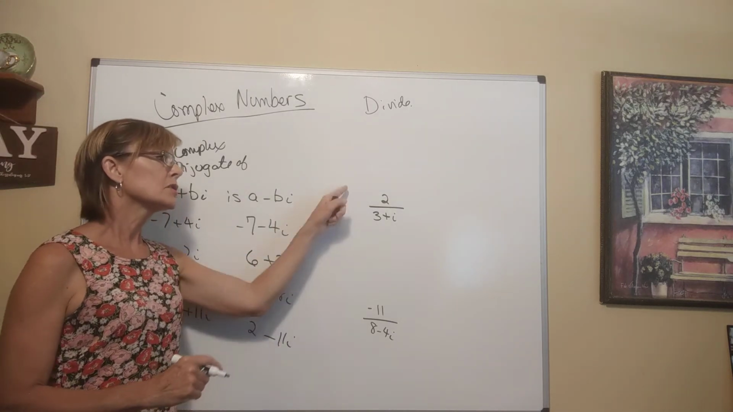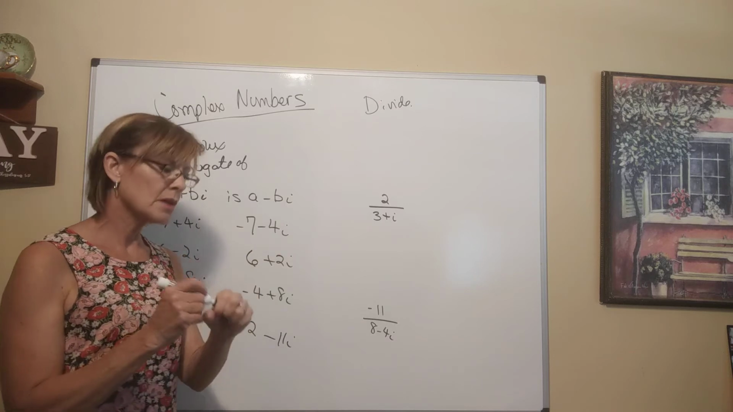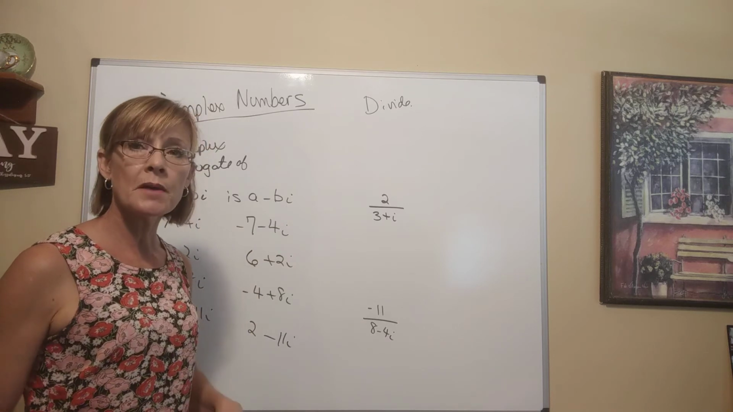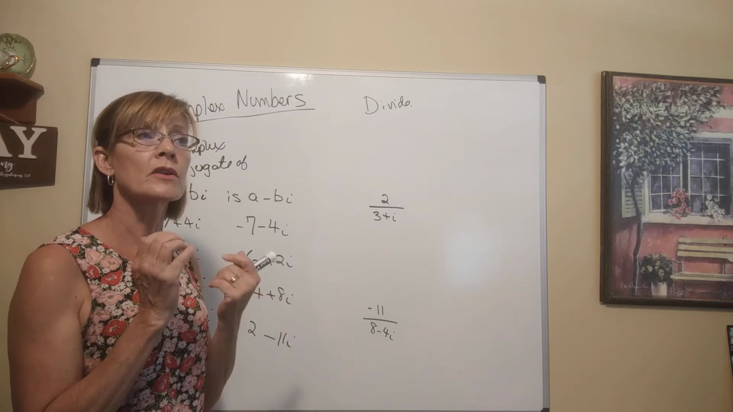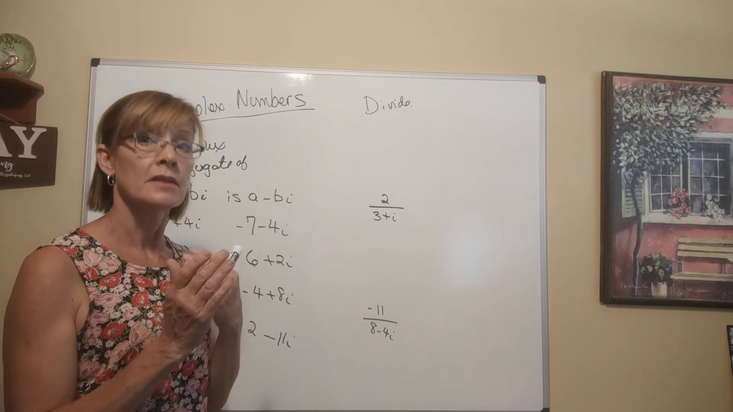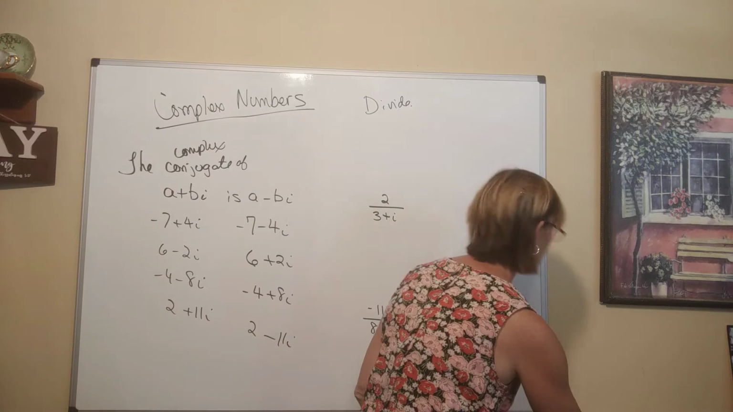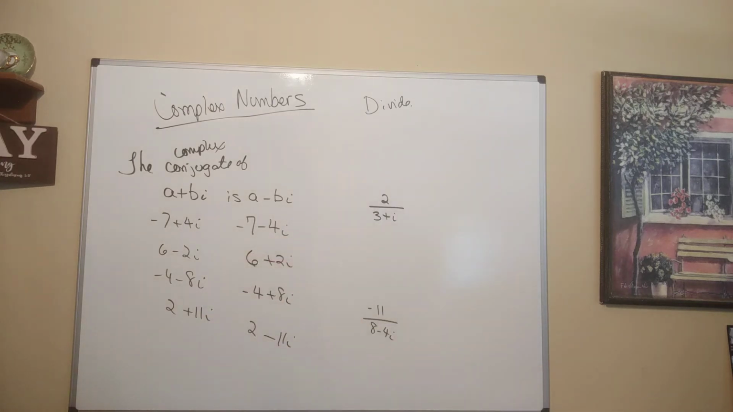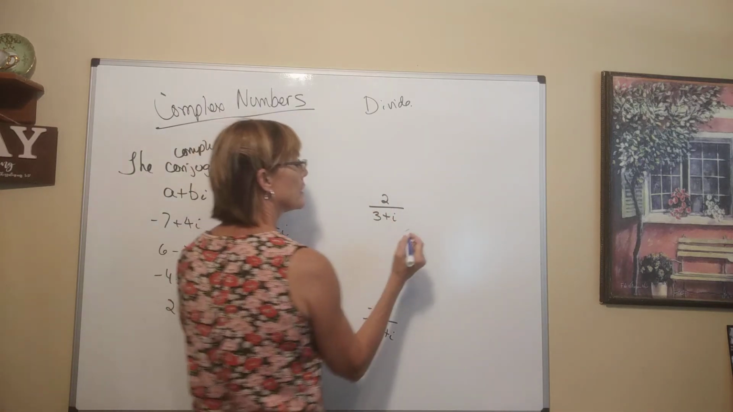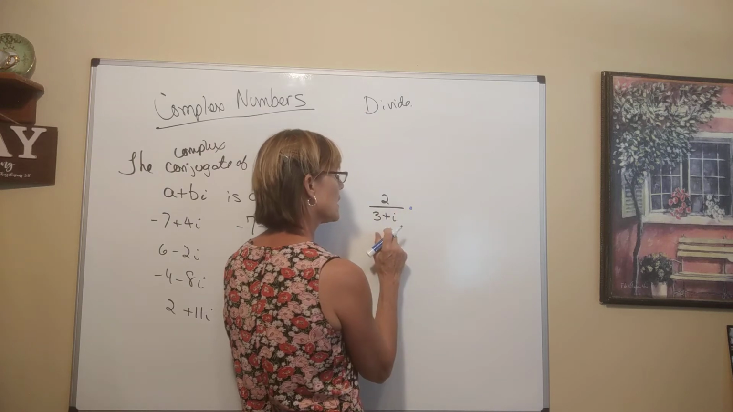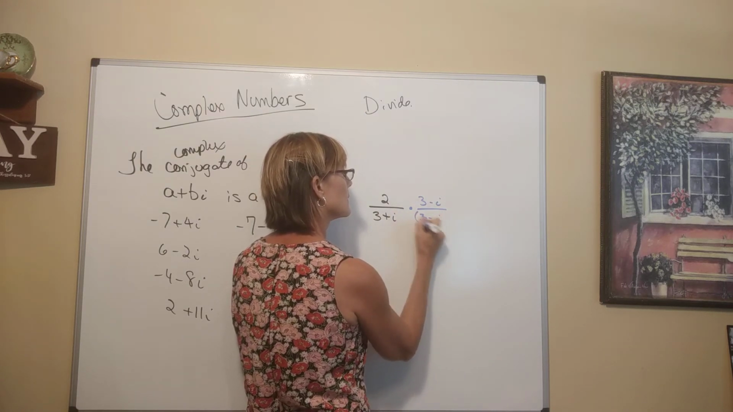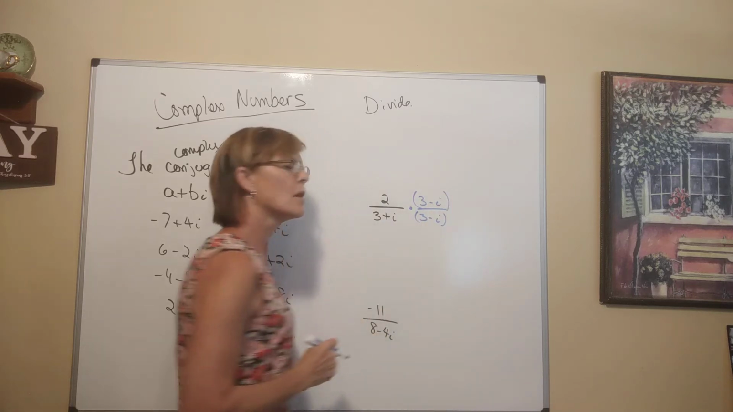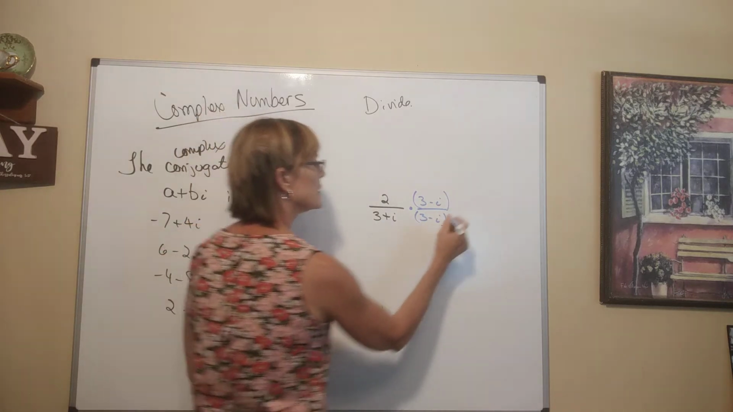Well, we multiply this by 1. That is what's legal, but what we choose to multiply it by is the complex conjugate of the denominator over the complex conjugate of the denominator. It looks like this. We have 2 over 3 plus i. The complex conjugate would be 3 minus i. We're multiplying by 1. That's legal. Let's go ahead and see what happens.